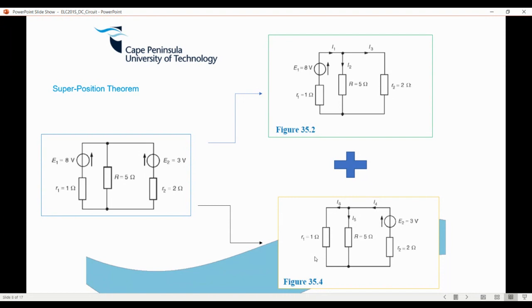So each approach has its own benefits, and it's basically dependent on you which approach you're going to use to solve for whatever you want to particularly solve.